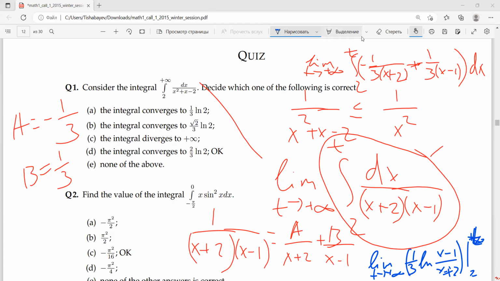I think here no problem now. Just putting t, it will be 1/3 natural logarithm of t minus 1 over t plus 2. And if you put 2 here, it will be 1/3 natural logarithm 1/3. Okay, let's consider the next one now. And the correct answer here is D1. Next one now.